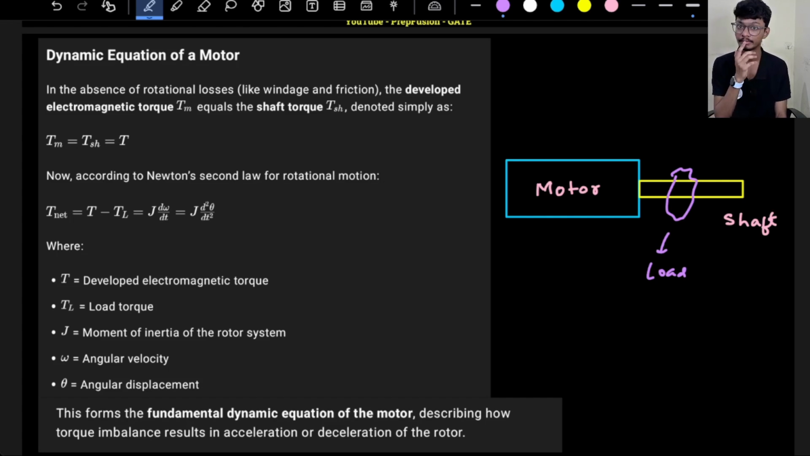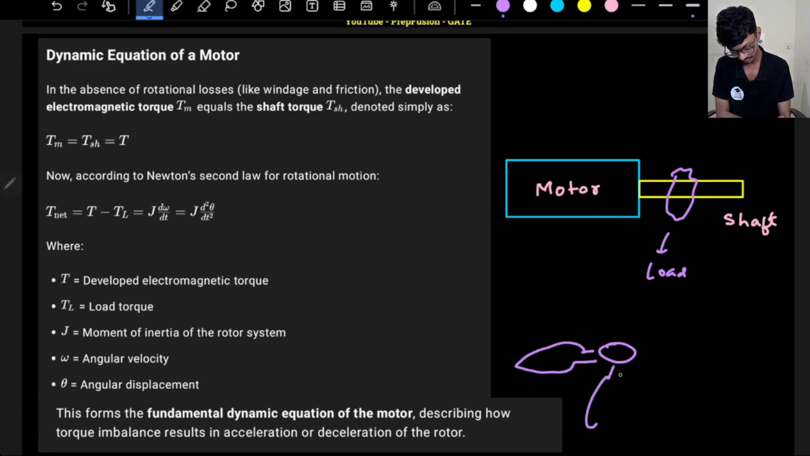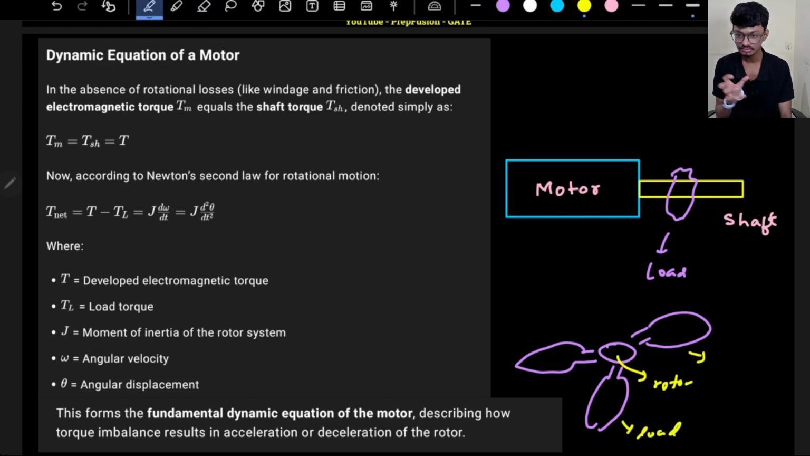Let me show you the fan. You know the fan, right? This is a fan, very bad drawing. The fan basically has three wings kind of thing. The rotor resides here actually, and these wings are its load. So what happens when the load is connected suddenly?